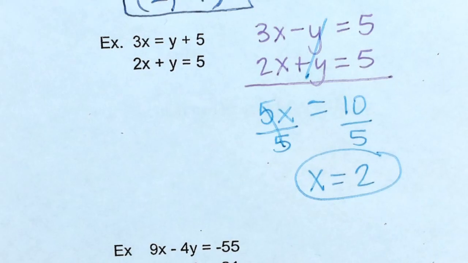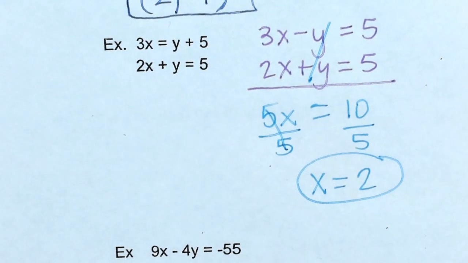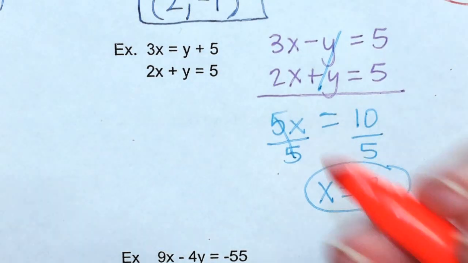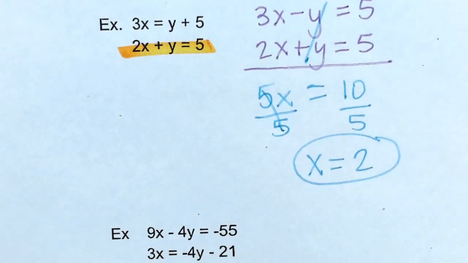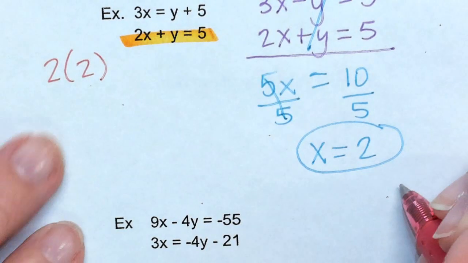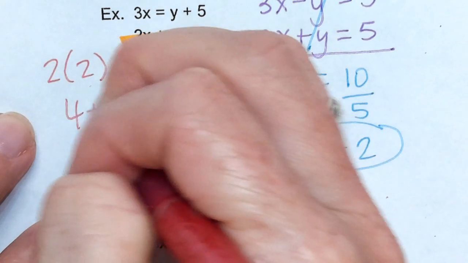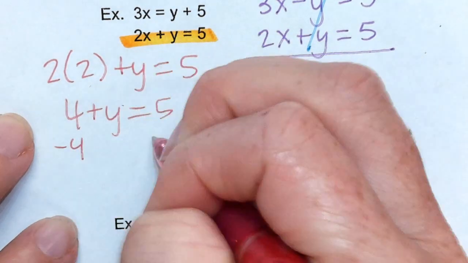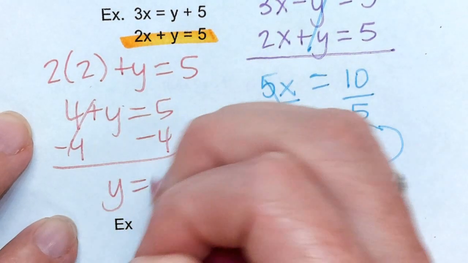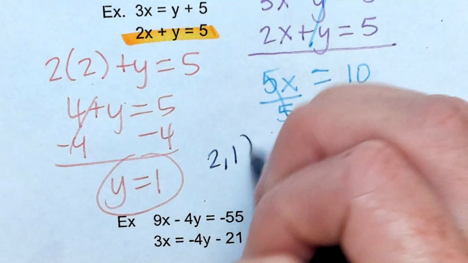I now plug 2 back in for x. Which equation do y'all want to use, top or bottom? Bottom. So I have 2 times x, which is 2, plus y equals 5. And I subtract 4, and I get y equals 1. And my answer is 2, 1.